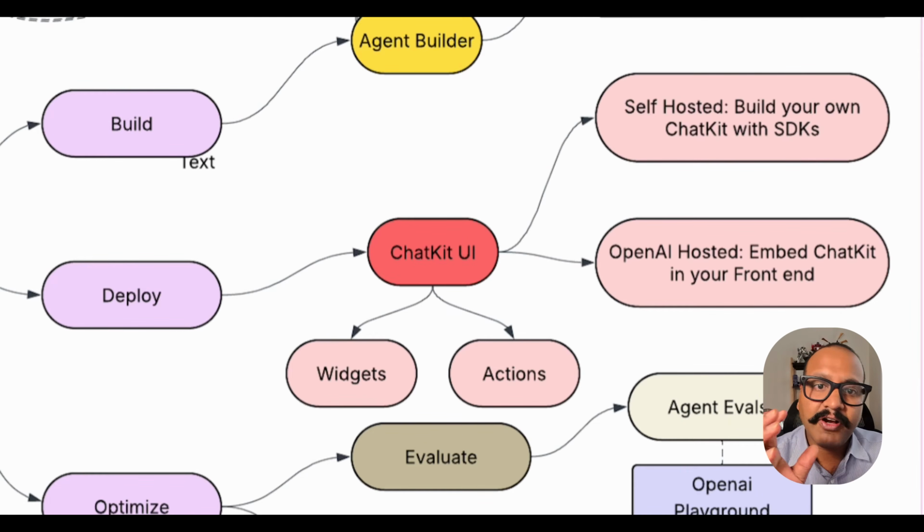ChatKit UI is made up of awesome components like widgets and actions. Widgets are tiny little cards that interface in your chat that make your chat interfaces look much more polished. Actions are ways the chat interface can talk to other functions, other components, other tools in your application.